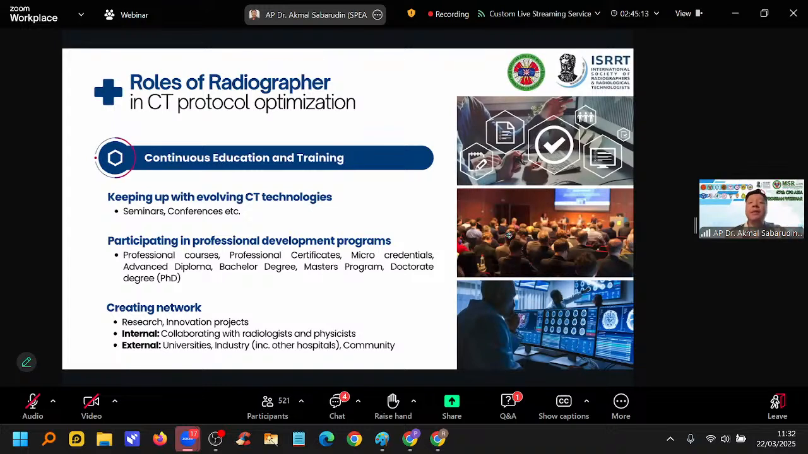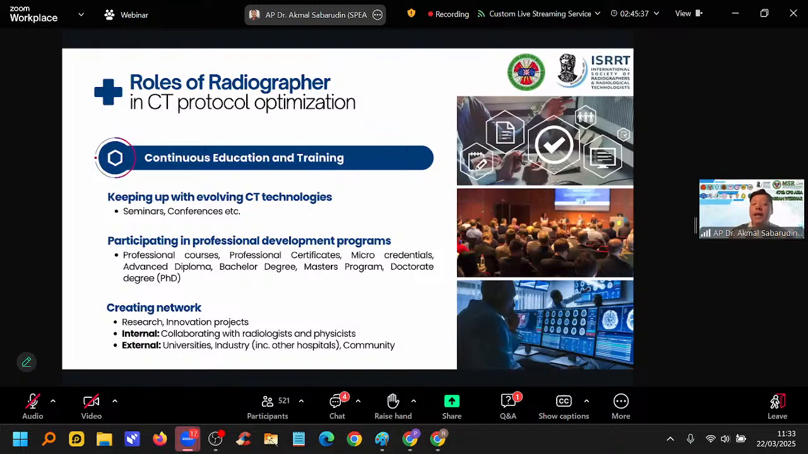This is the most important part. After you design everything, you show that in my hospital the radiation dose is too high, so I did this, I did that. So what is after that? It's time for you to disseminate that information, so you can share it with others by using this continuous education training.